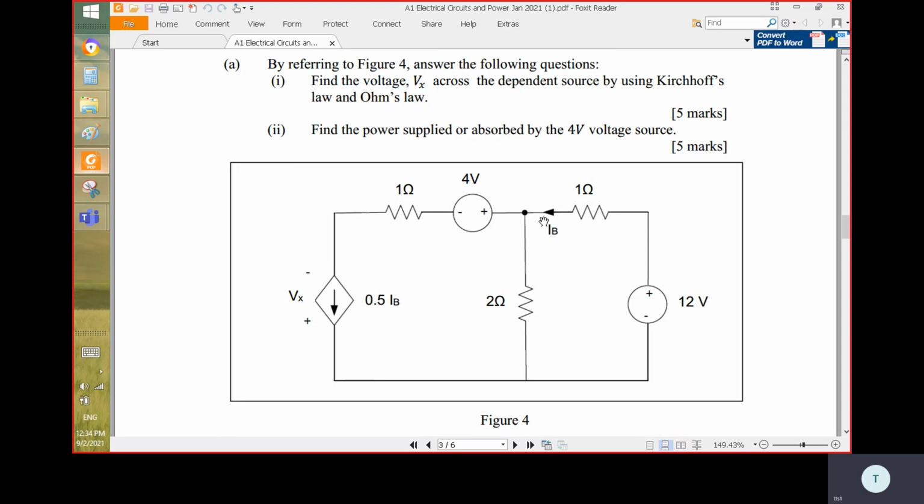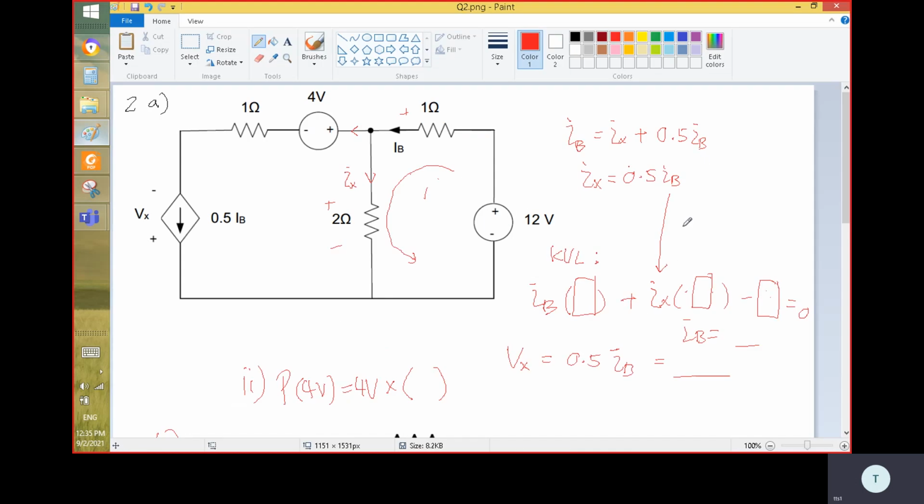IB is here. So this current is half of this IB, and if you measure across this current source, you can get a voltage also. They call it Vx here, and you are required to find the value of Vx, how many volts across this current source. Let's look at this one.